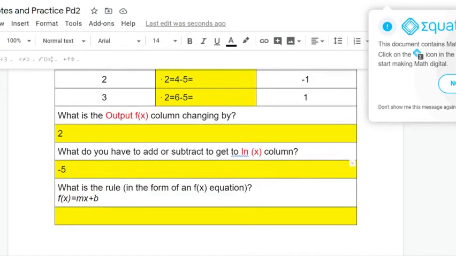So looking at f of x equals mx plus b, let me just draw it out a little bit more. So it's f of x equals some m times x plus or minus some b. So that's just my little note hand for you guys. So we have f of x equals, what was my m? Well, that was 2, x. And then we subtracted 5, and that's it. Nice work. Now let's get into the second one.